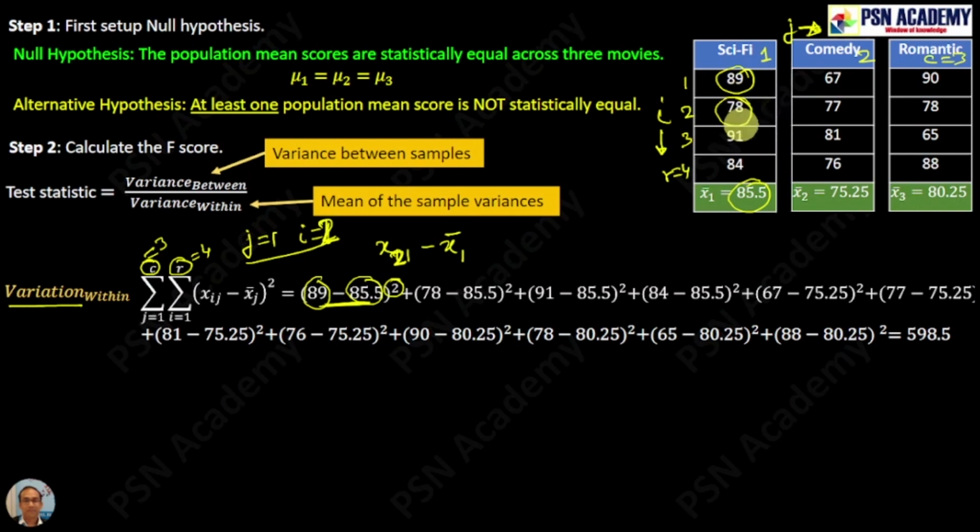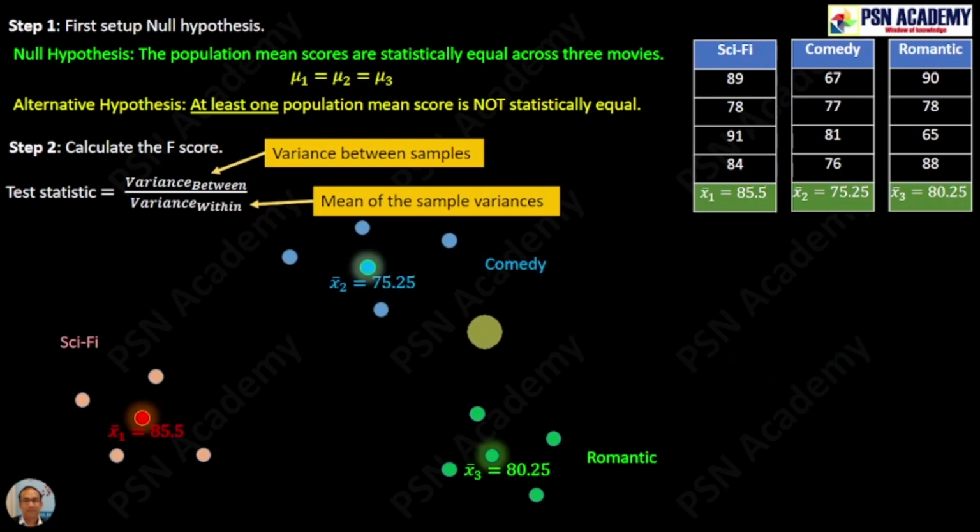So x21 means 78. So 78 minus x1 bar, the same mean, 85.5. So here you go, 78 minus 85.5. You take out the gap, that's a deviation, then you square it, and then go for the third addition. In this way, you go on for 12 deviations, because there are 12 data points, so you have 12 squared deviations, and you finally get 598.5. So this is the variation within. Clear? Okay, we go for visualization again.